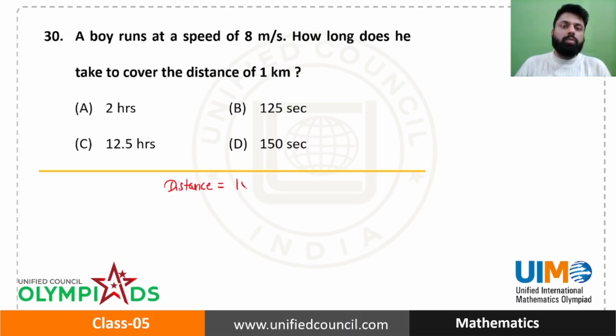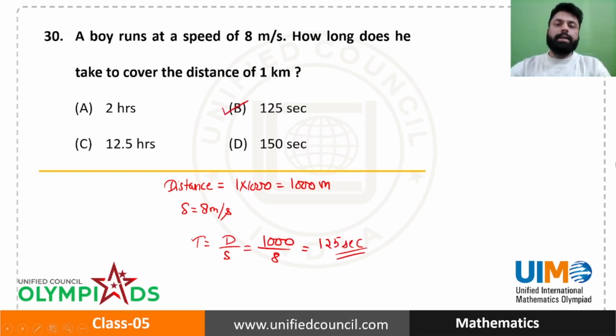Distance is equal to 1 multiplied by 1000, that is 1000 meters. Speed is equal to 8 meters per second. So we know distance is equal to speed multiplied by time, or time is equal to distance upon speed. 1000 upon 8, that is 125 seconds. B option is the correct answer.